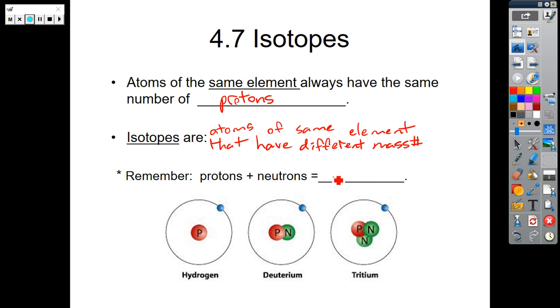And the reason they have different mass numbers, if the protons are the same, is that this is the thing that's going to be different. It's the neutrons. So they've got different mass numbers because they have different numbers of neutrons. Taking a look at a simple example here.